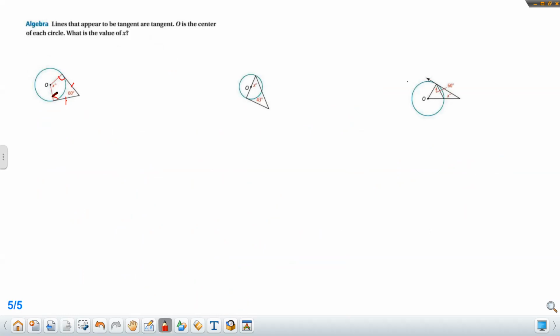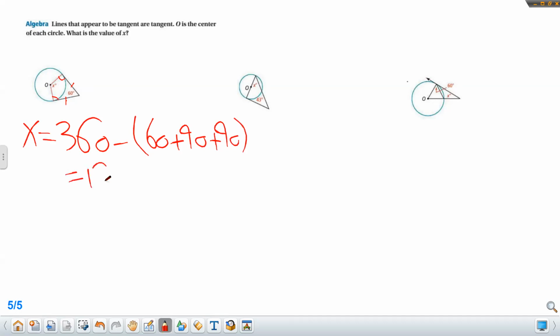So how to get x? X is inside a quadrilateral. So how to find the x? First, what's the sum of the measures of the interior angles of the quadrilateral? Yes, 360. So I can find the x by 360 minus the sum of the 3 other angles, which are 60, 90, 90. Okay, so the answer will be 120 degrees.